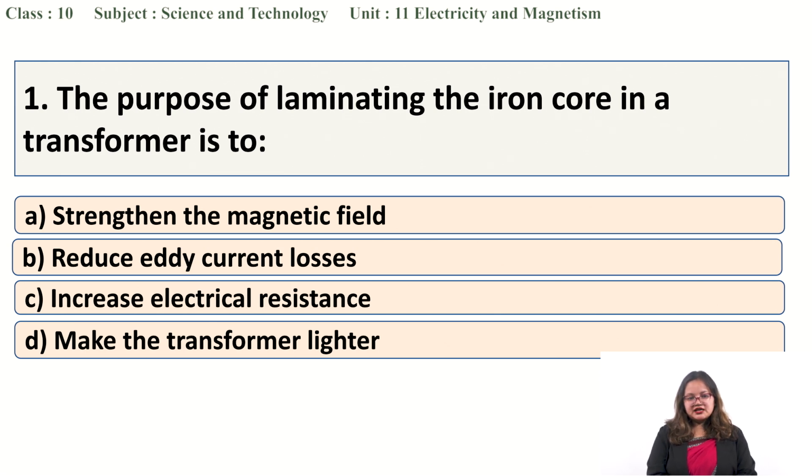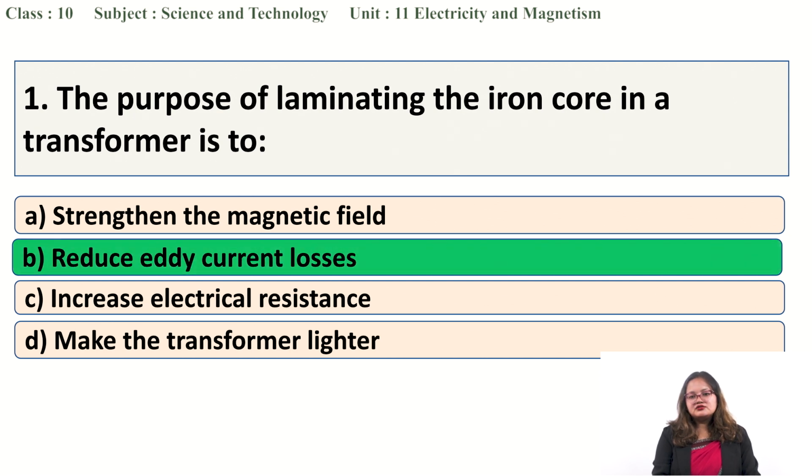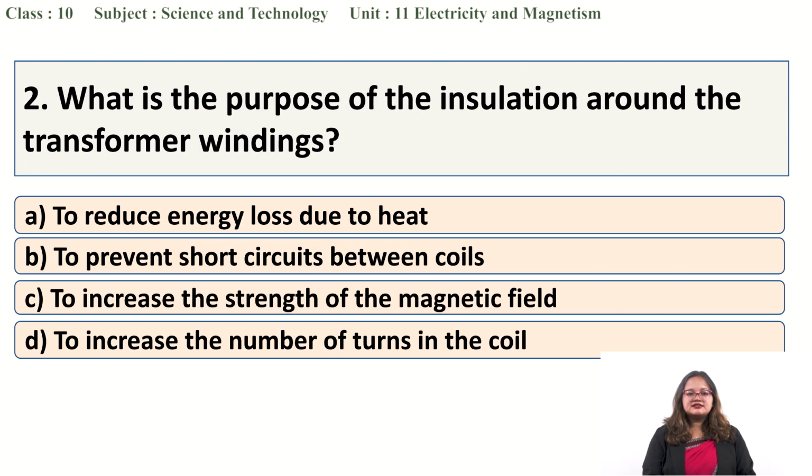Take some time. What is the purpose of laminating the iron core? What I said in the earlier class, just try to recall it and then solve this. Okay, I think you were able to solve this one very easily, right? The purpose of laminating the iron core in a transformer is to reduce eddy current losses. Let's look at the second question.